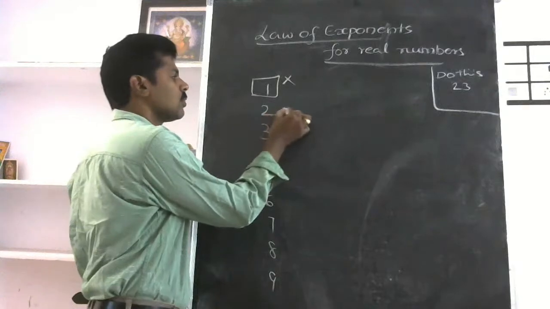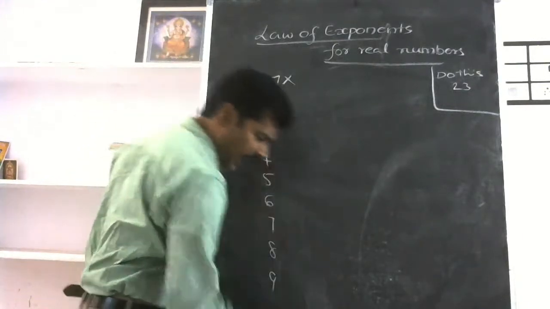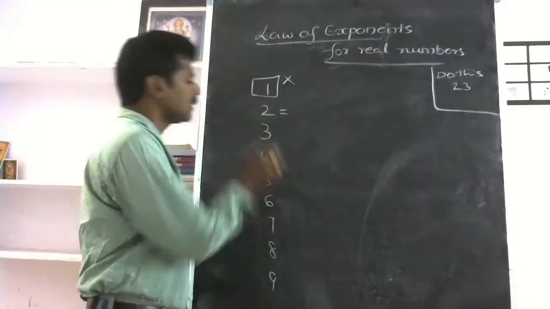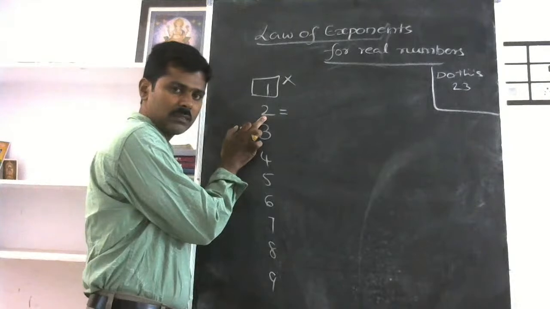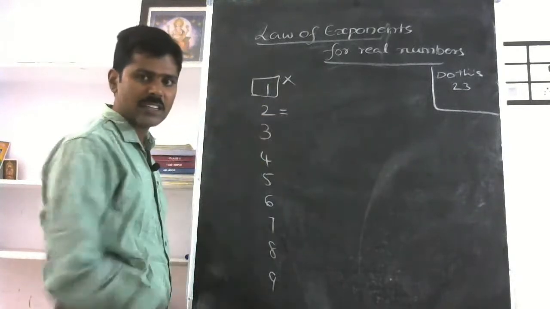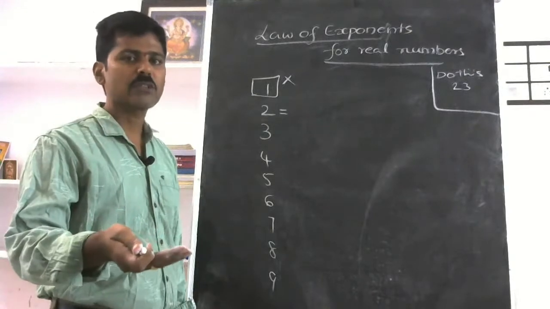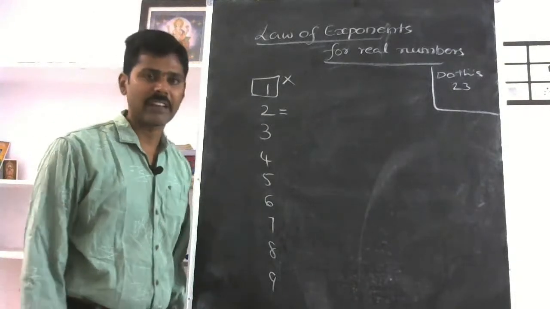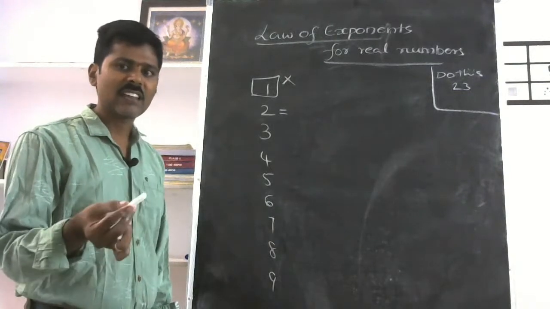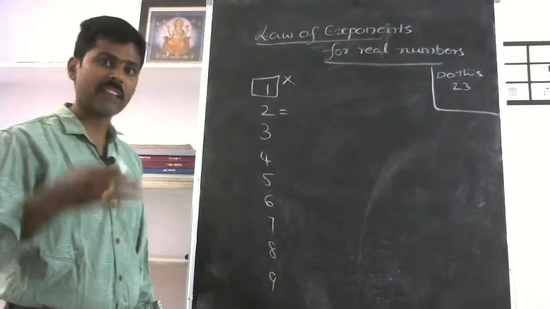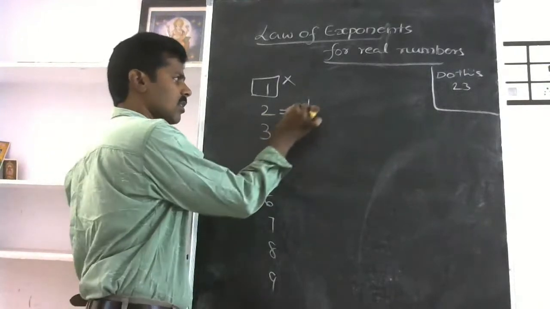If you take 2, this is a positive rational number. A positive rational number which cannot be expressed as nth power of other positive rational number. I am repeating: a rational number which cannot be expressed as nth power of other rational number. 'Other rational number' is very important. 2 can be written as 2 power 1, but it's not other.